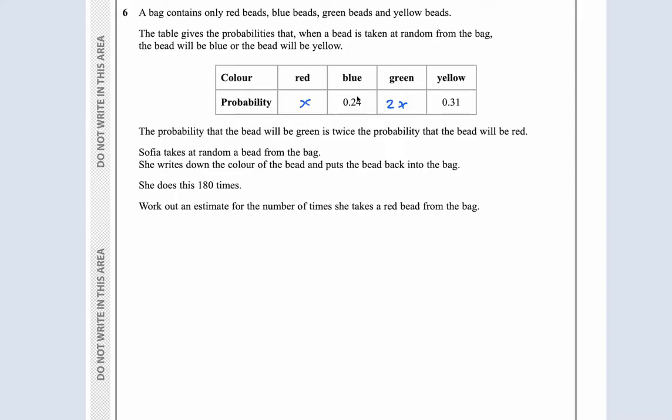Why did I call this x and this 2x? Well, it said the probability it'll be green is twice the probability it'll be red. So it'll be 2 times bigger than this. Then all of these numbers have to add up to 1. When you see one of these probability tables, guys, that's the key point, that all of these add up to 1, because it has to be red, blue, green, or yellow. So it's certain that it will be one of these colors. So x plus 0.24 plus 2x plus 0.31 has to equal 1. x plus 2x is 3x. 0.24 plus 0.31 is 0.55.